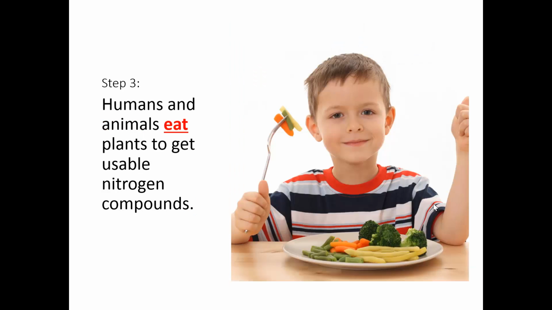In step 3, humans and animals eat the usable nitrogen compounds. So when we eat broccoli or green beans like you see the boy eating here, we're actually getting nitrogen from those plants.